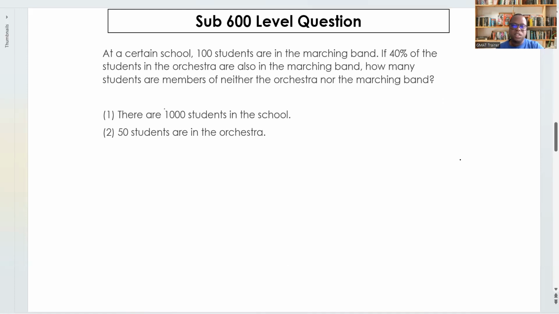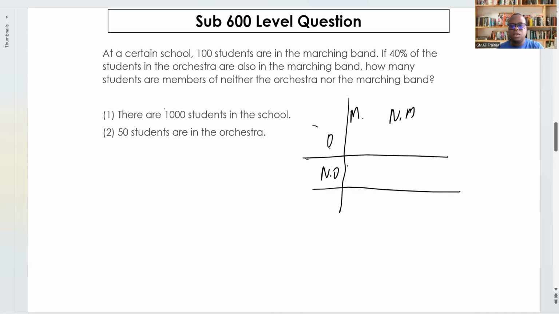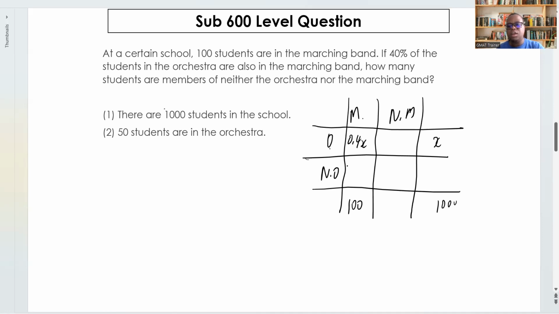So there are 1,000 students in the school. So you have a marching band, orchestra, non-orchestra. So we have 100 students in the marching band. We have X and 0.4X. That's what we're given from the question stem. So what does it say? It says that there are 1,000 students in the school. So if you have 1,000 students in the school, what does this mean? It means that those who are not in the marching band are 900. And then those who are not in the orchestra are 1,000 minus X.